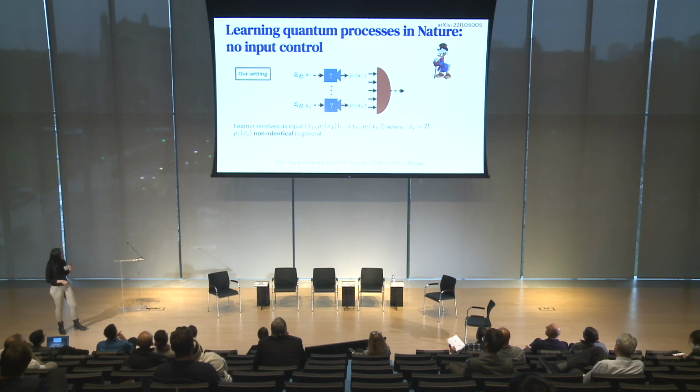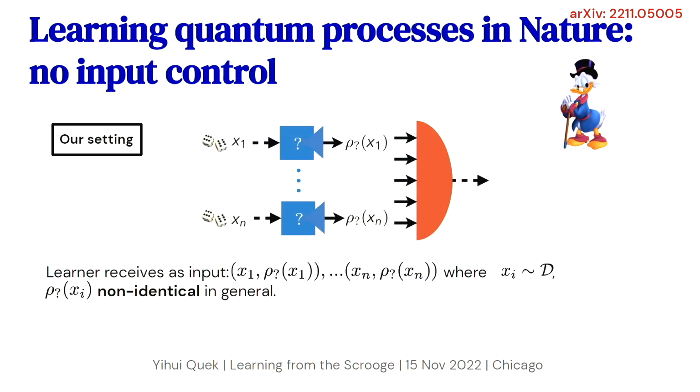So in this particular setting, we consider a learner that receives as input information about the unknown process, which consists of input-output pairs. In this case, the inputs are classical. For instance, they could be some variable like temperature or magnetic field. And the outputs are the output of the process at this particular temperature or this particular magnetic field. And critically, we don't actually get to choose the inputs to the process. The inputs are drawn from some distribution, which we assume is known only to nature and which we have no control over. And so because of this, what we get to observe are quantum states that are, in general, non-identical.